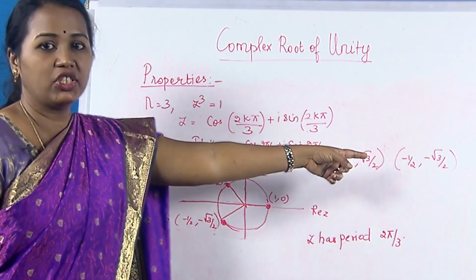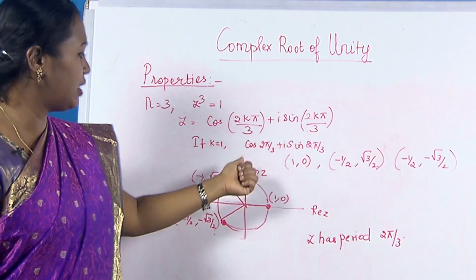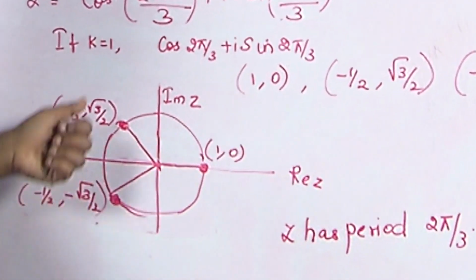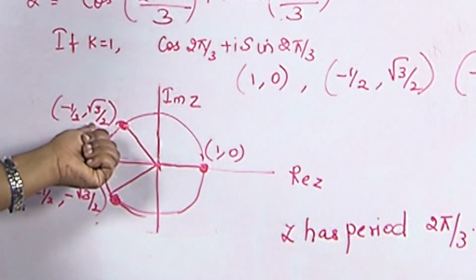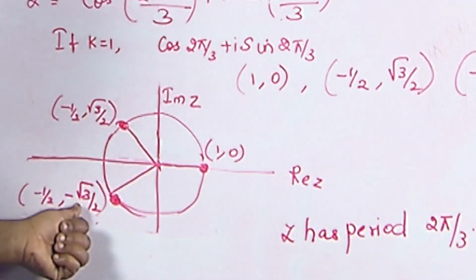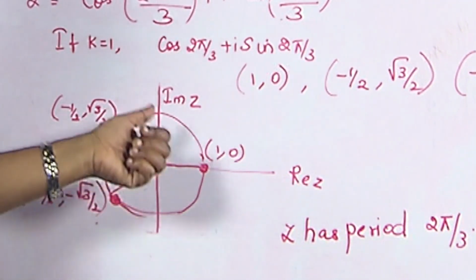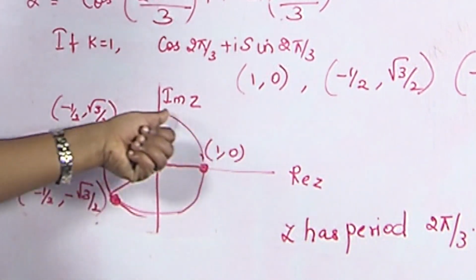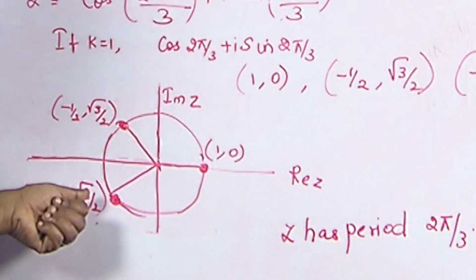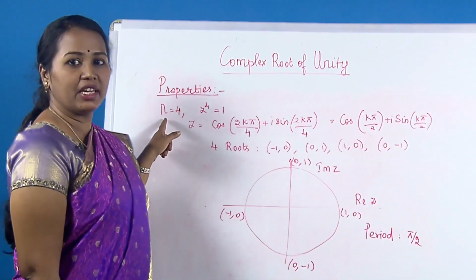So, we can check that. When we plot this on the unit circle in the imaginary and real planes, minus 1 by 2 comma root 3 by 2 lies here, and minus 1 by 2 comma minus root 3 by 2 lies here, and of course 1 comma 0 is here. So, clearly you can see that the period is 2 pi by 3, and therefore Z has period 2 pi by 3. Next, for n equal to 4.